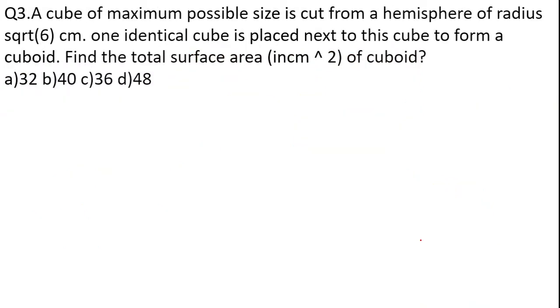A cube of maximum possible size is cut from a hemisphere of radius square root of 6. Basically, this SQRT means under root of 6 centimeter. One identical cube is placed next to this cube to form a cuboid. Find the total surface area in centimeter square of the cuboid.